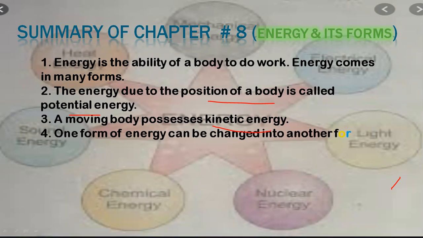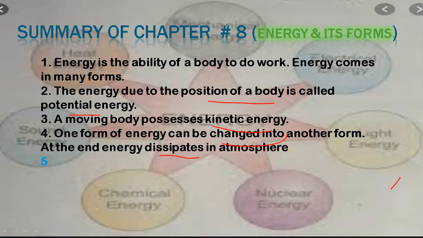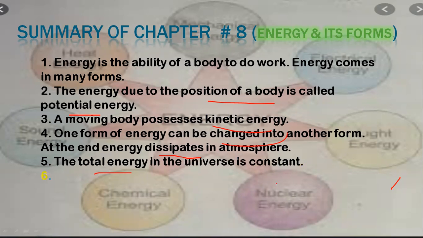These are the two main forms of energy, but there are further forms as well, for example heat energy, chemical energy, electrical energy, etc. One form of energy can be changed into another form. At the end, energy dissipates into the atmosphere. This is called the law of conservation of energy. It means the total energy in the universe is constant, always the same. It cannot be created, it cannot be destroyed.